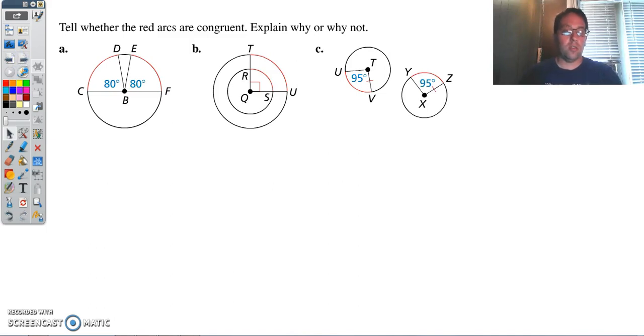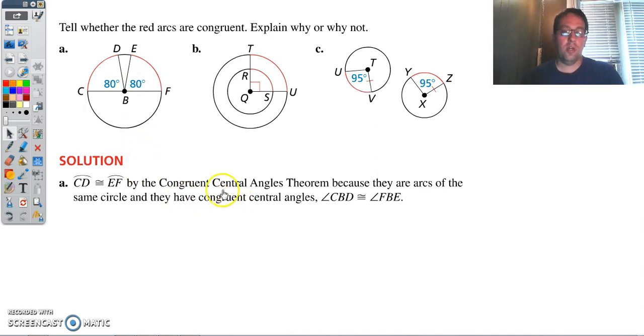Okay, so here we go. Tell whether the red arcs are congruent, explain why or not. So we have arc DC and we have arc EF. Both of these have central angles that are 80 degrees. Are they congruent? Oh yeah, they're in the same circle, and so the arcs are congruent because they're in the same circle and they have congruent angles.